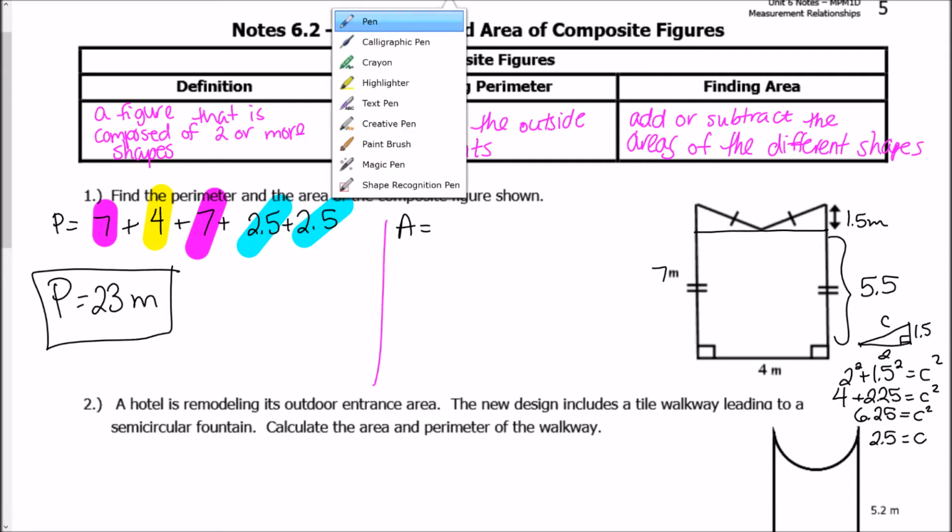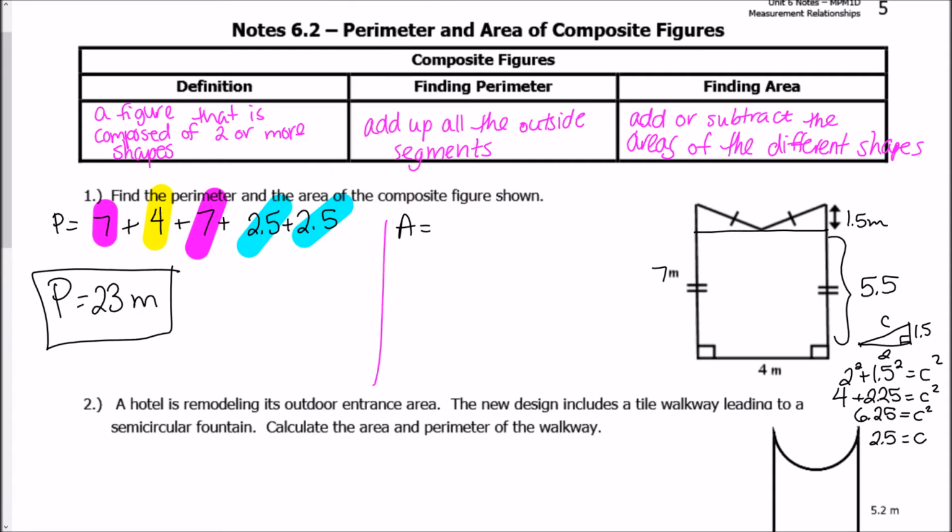So I'm going to highlight this a little bit differently so I can see it. So I have a rectangle here. Okay, and then I also have two triangles, and my two triangles are the same size. Okay, so what I'm going to do right here is I'm going to say the area is the area of the rectangle plus 2 times the area of our right triangle that we have here.